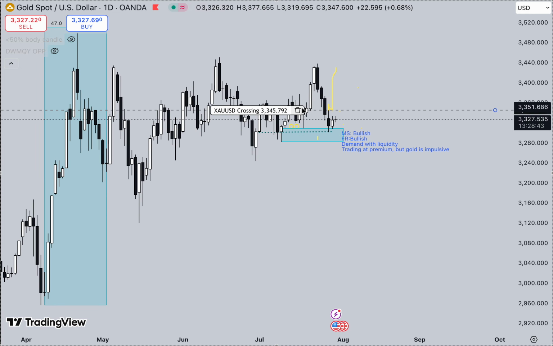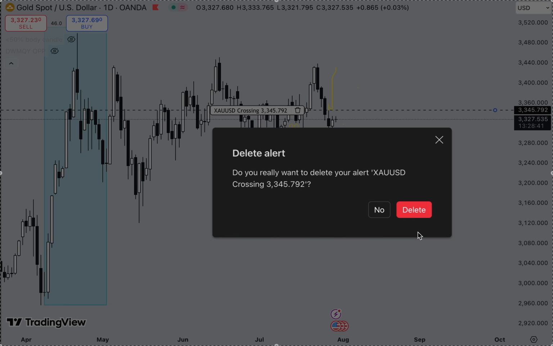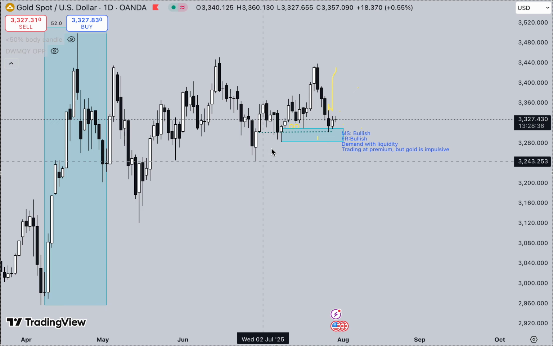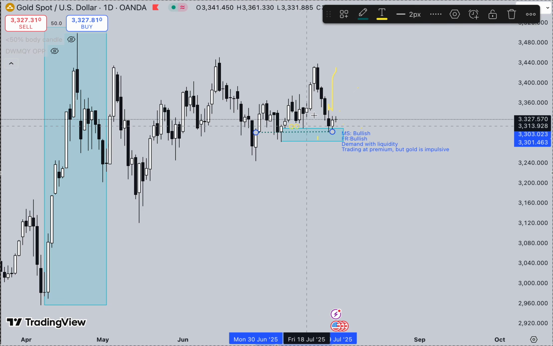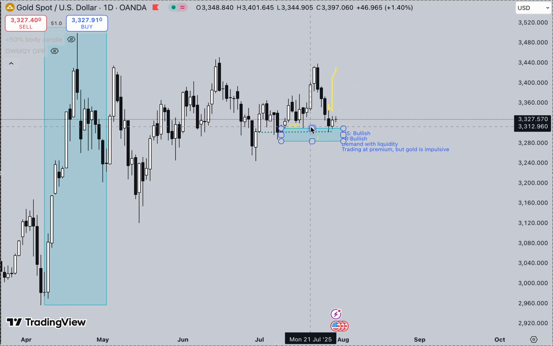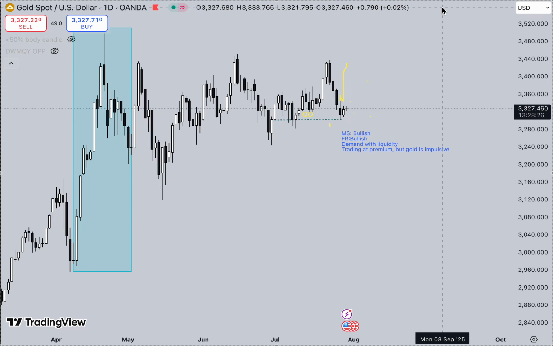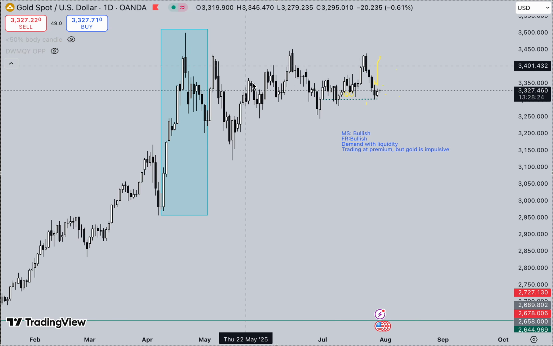So this was the, let's delete this. Yes, delete please. So this was the demand that broke this market structure. Market came into here, they didn't even respect it and just pushed down. So we don't really know what's gonna happen. We don't have an idea for now, because this is just consolidation. This is just what? Consolidation on gold.